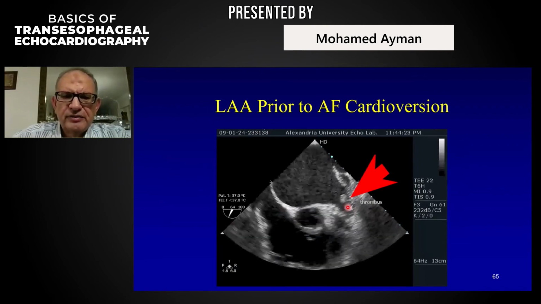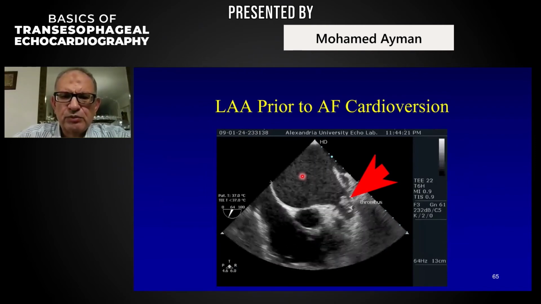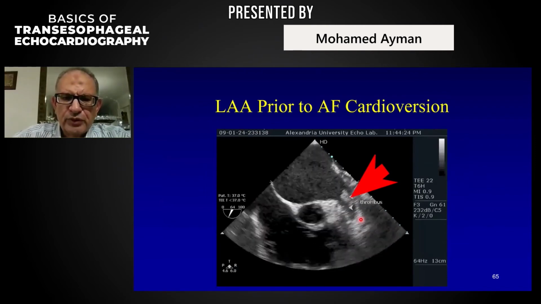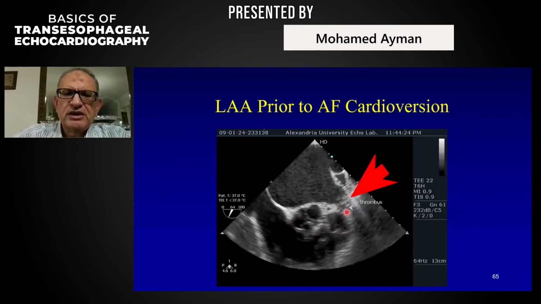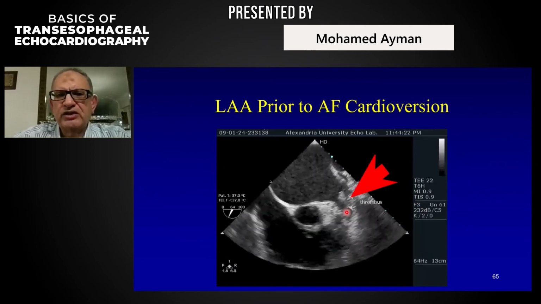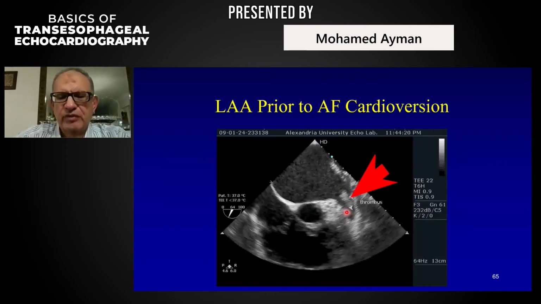However, as you see here, in this patient we have dense smoke, and we have a small thrombus inside the left atrial appendage. This is an absolute contraindication for cardioversion.